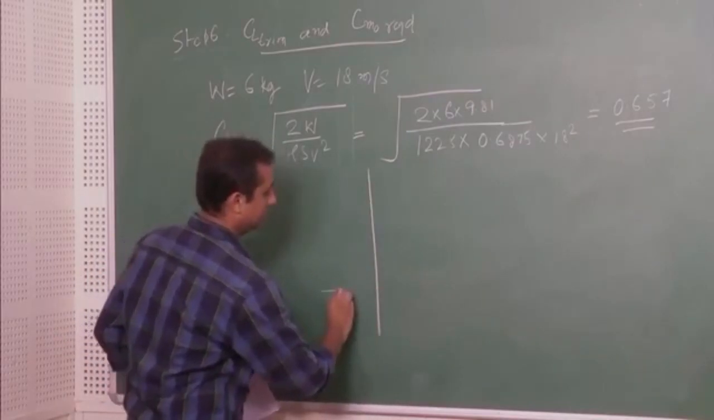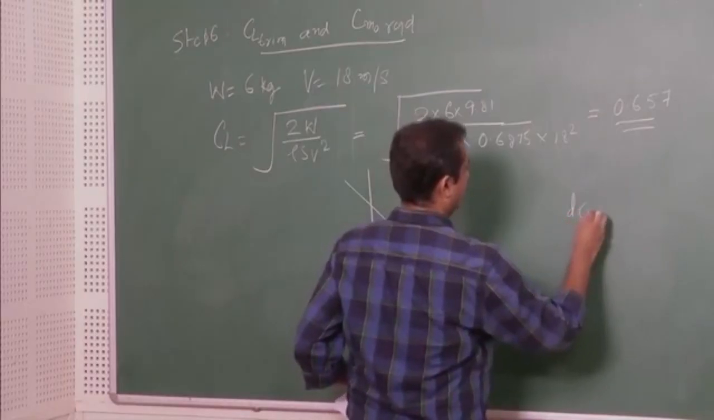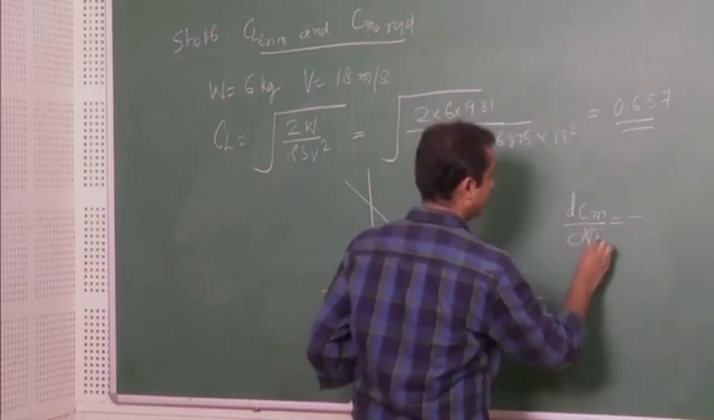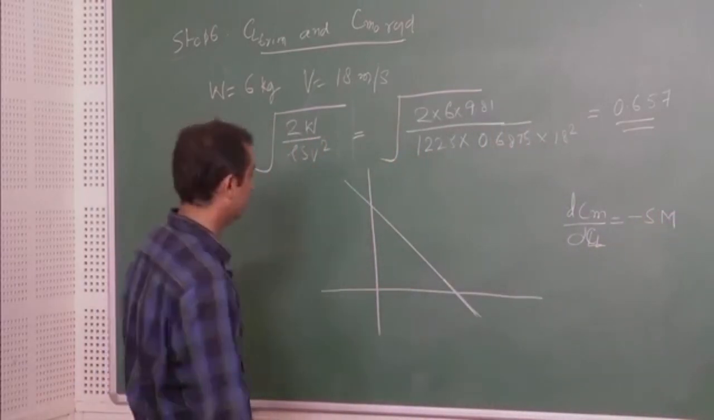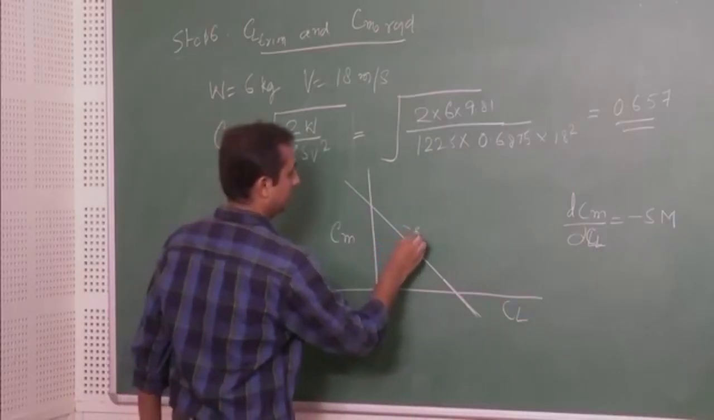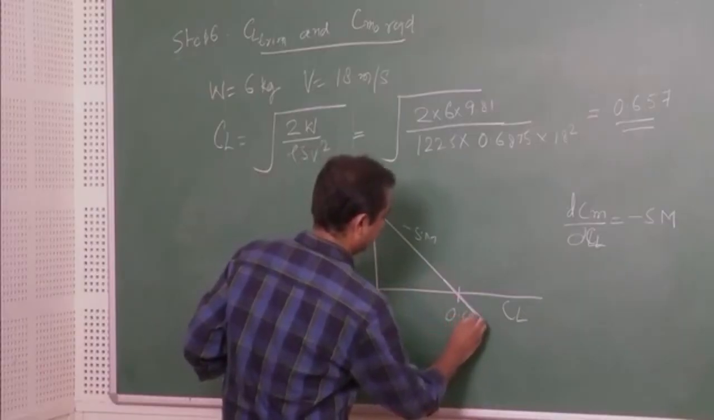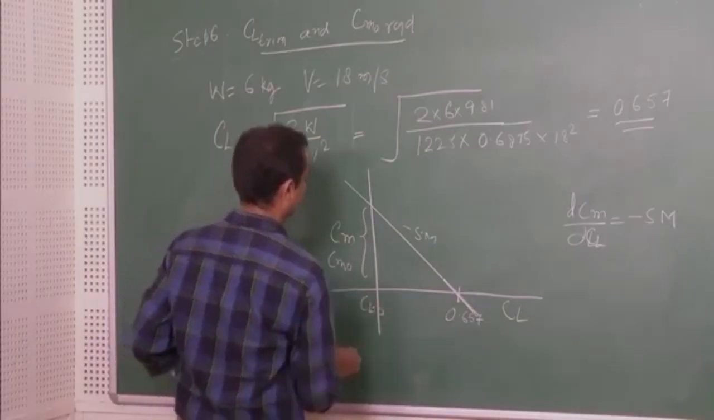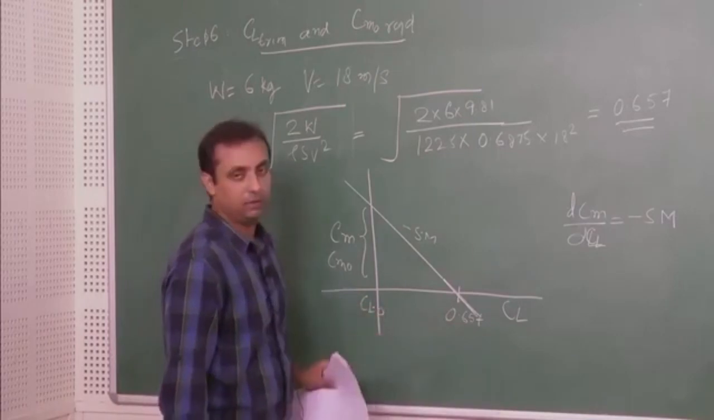Static margin is given by dCm by dCl, or the slope of dCm by dCl equals minus of static margin. We know that from the previous lecture and various lectures before which we have done. So if we plot the Cm versus Cl graph, this is minus static margin, and in order to operate at 0.657, what will be the value of Cm naught? This is at Cl equals 0. This I have to calculate: what will be the value of Cm naught in order to trim my aircraft at 0.657.